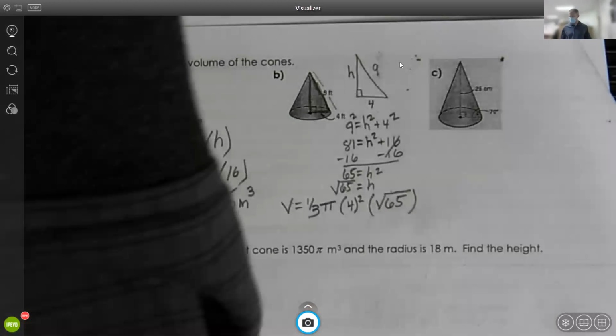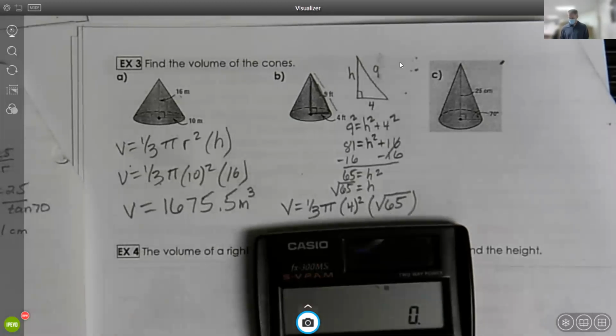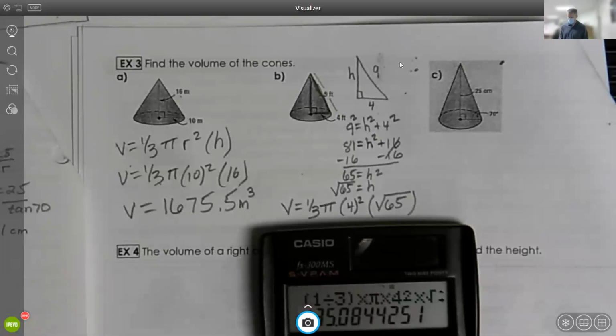So to show what this would look like as we type it in, I like to use parentheses around our fraction. So we're 1 divided by 3. So that's our 1/3. And we're timesing that to the pi. We're going to times that to the 4 that's being squared. And we're timesing that to the square root of 65. So we can type this in a straight line, all into our calculator to get a rounded value.